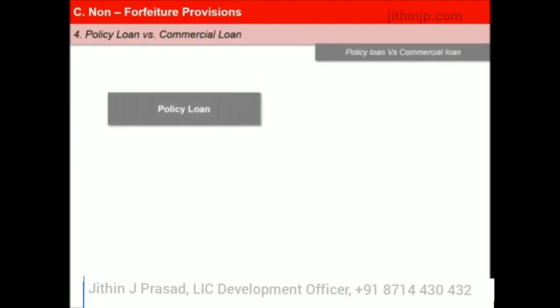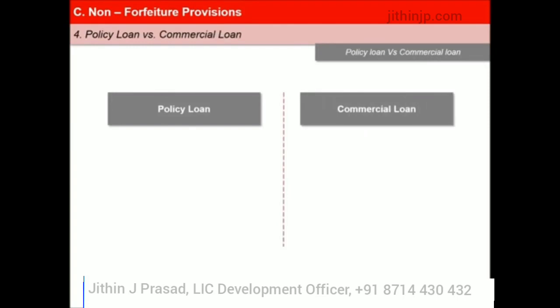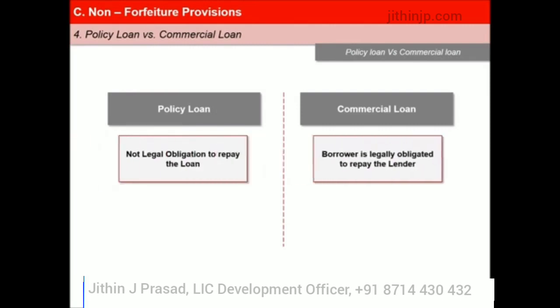A policy loan is different from an ordinary commercial loan in 2 respects. First, in a policy loan, the policy owner is not legally obligated to repay the loan. She can repay all or part of the loan at any point of time she chooses. Whereas in a commercial loan, the borrower is legally obligated to repay the lender.